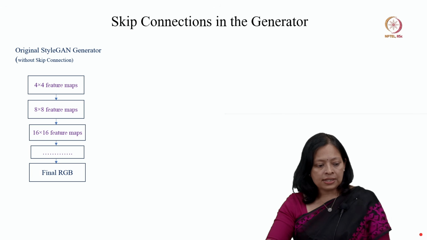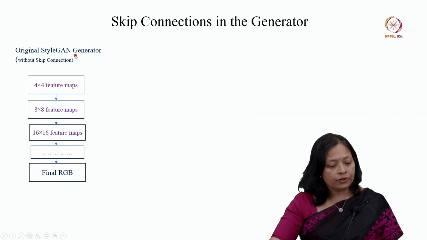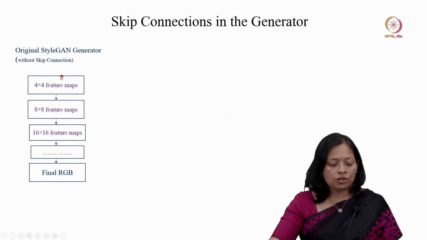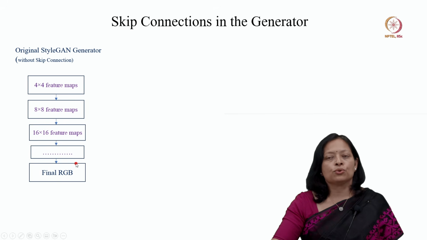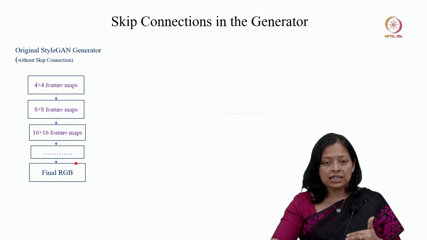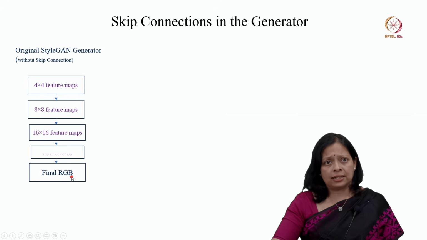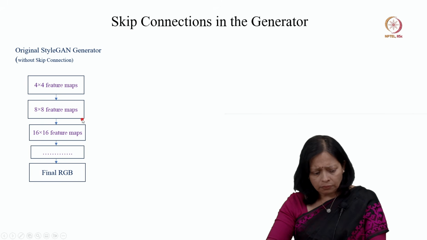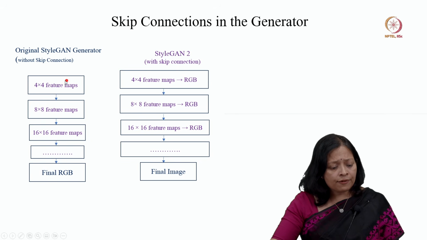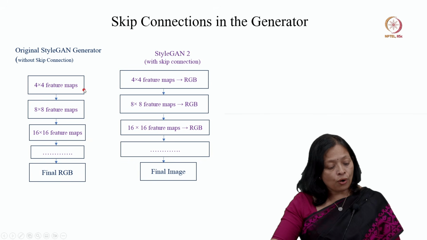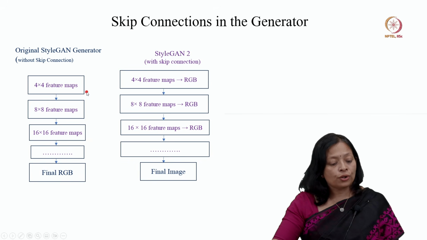Now, what exactly happens here? In original StyleGAN generator, that is without the skip connection, we had 4x4 feature maps, then it goes to 8x8 feature maps, and it keeps on going till we get 1024x1024 resolution feature maps, and finally we get an RGB image. So here, every feature map, every resolution had to wait to contribute to the final RGB across all these layers.